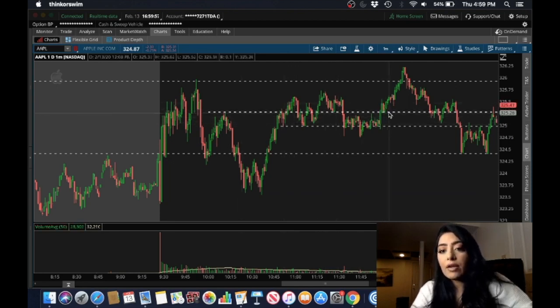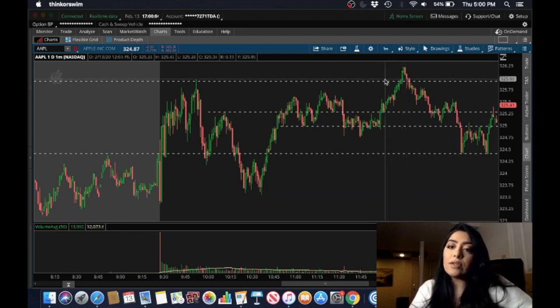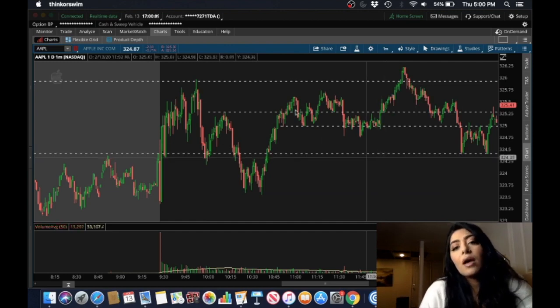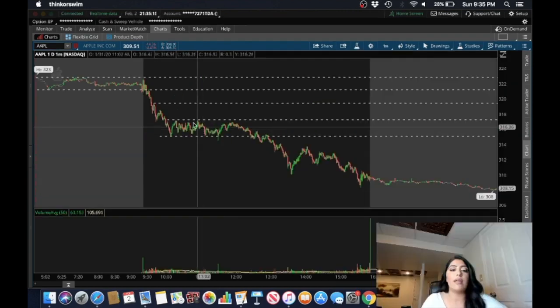And then right here, you can see that it broke this 325.27 level, and you could have caught this scalp up here on Apple until the next resistance level of 325.92 that we had previously set. So that's how I set intraday levels.